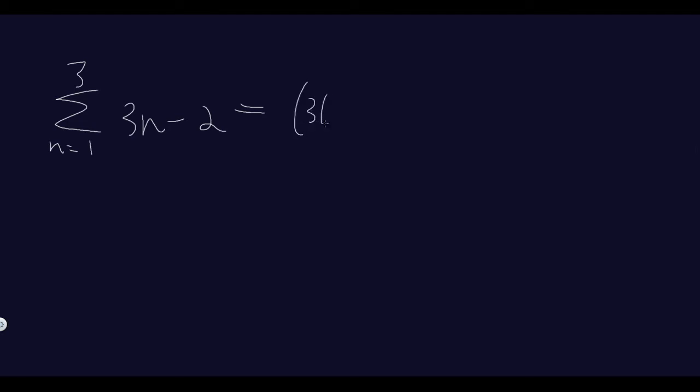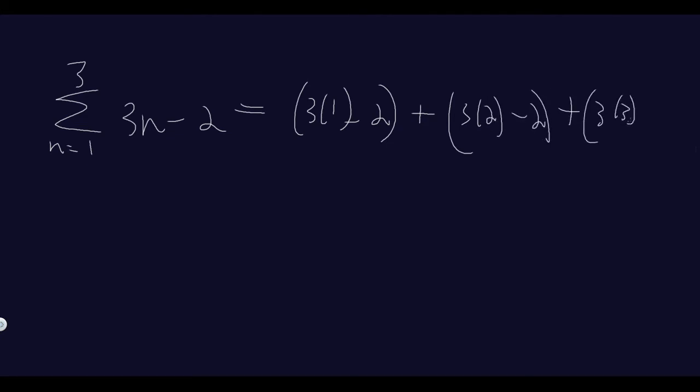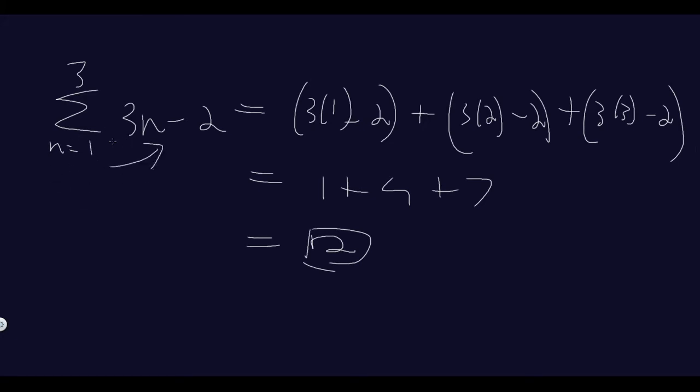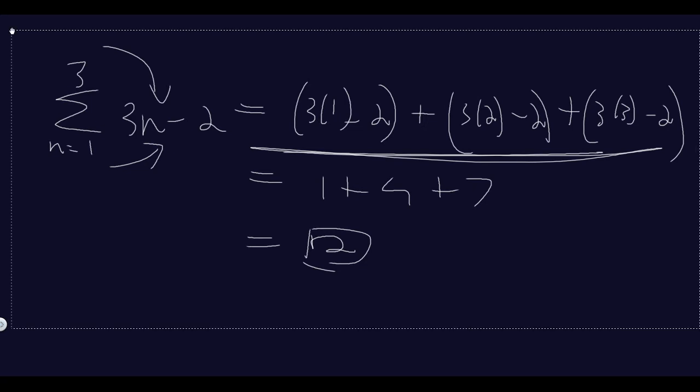Well, that would look like 3 times 1, minus 2, plus 3 times 2 minus 2, and then plus 3 times 3 minus 2. And then what does that give us? Let's do some mental math. So this would be 1 plus 4 plus 7, and that would end up giving us 12. So do you see what's happening, guys? All we have to do is just substitute in the numbers into the formula, whether that's 1, whether that's 2, all the way up until the upper limit, and add all of those terms together. It's really, really not that hard.